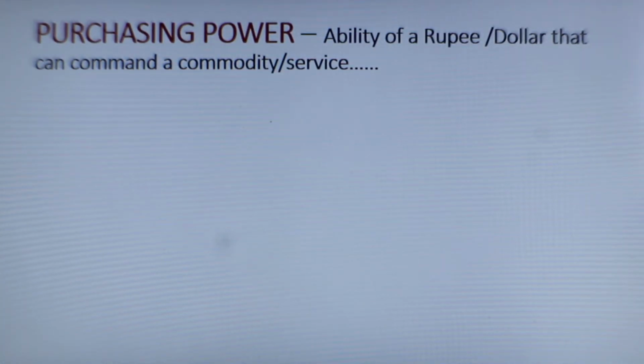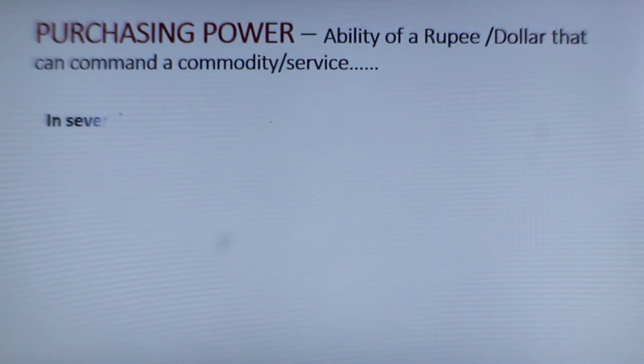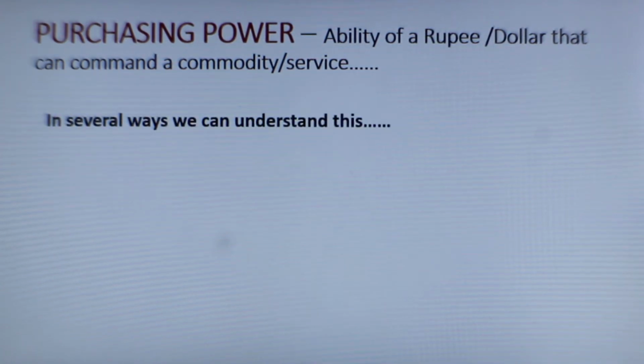Now let us understand the purchasing power. As I told you, it is the ability of a rupee or a dollar to command a commodity or service. Okay. In several ways we can understand this.